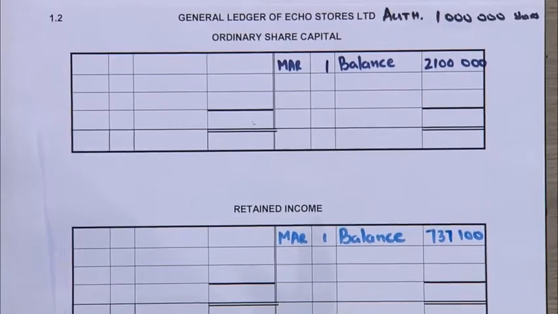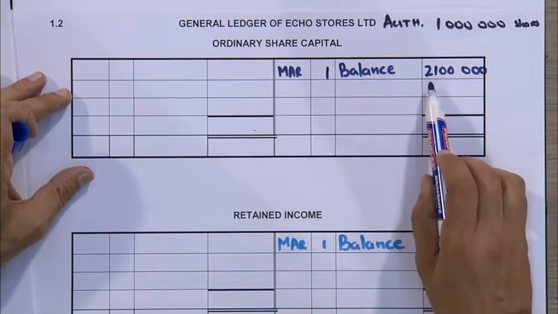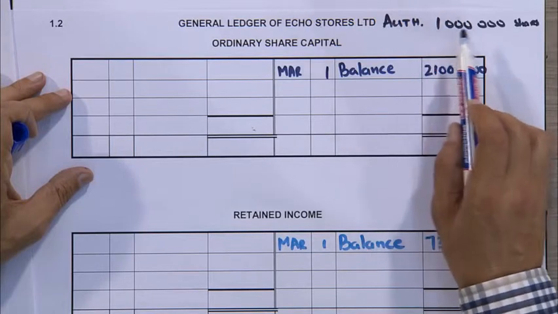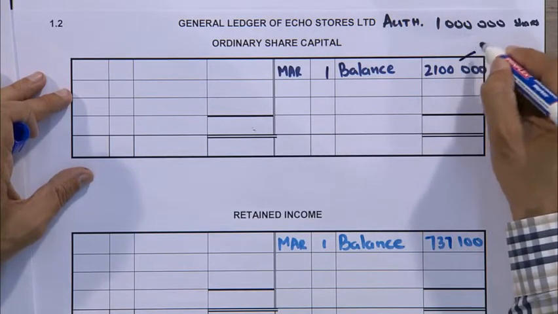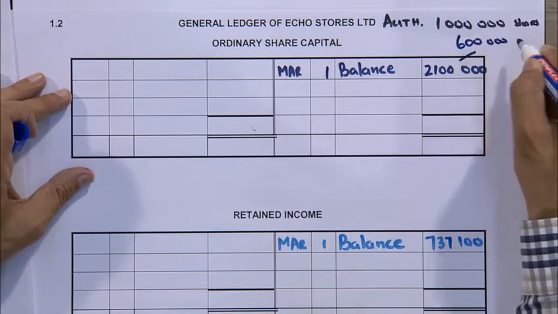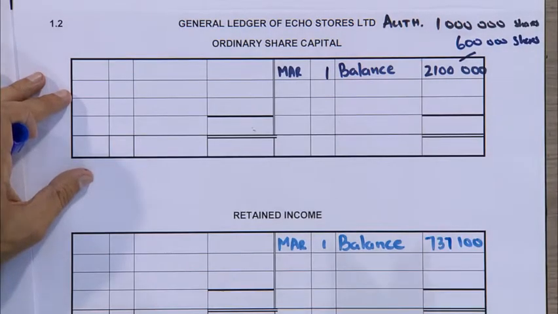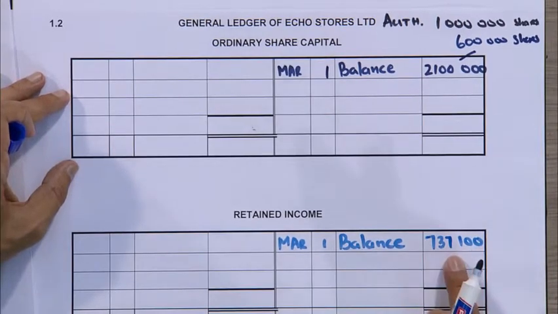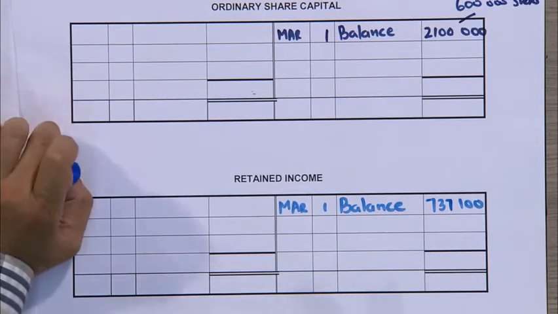So what I did quickly, I just filled in the opening balance for capital, which is 2,100,000, and it says there they were authorized to issue 100 million. But that consists of 600,000 shares. Okay, that's 600,000 shares that were in issue already before we started.